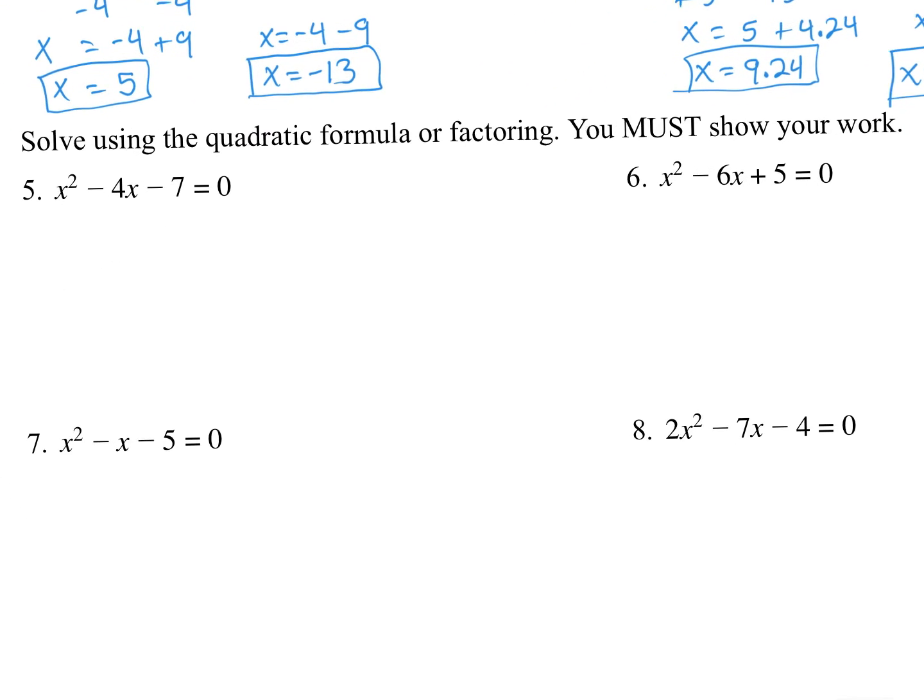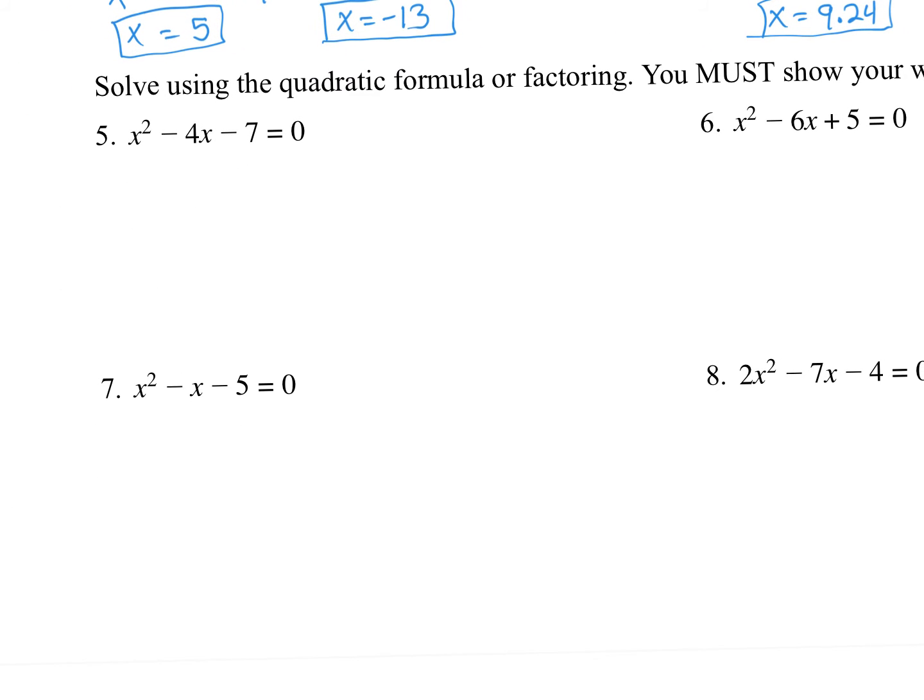Okay, heading down to solving using either the quadratic formula or factoring. I myself particularly like to factor, so I'm just going to check really quickly. Are there factors of 7 that can make 4? It's only 7 and 1. There's no way 7 and 1 makes 4. I've got to use the quadratic formula.